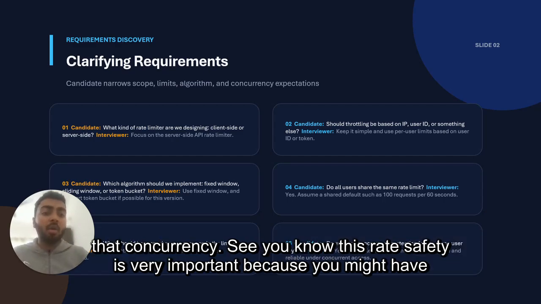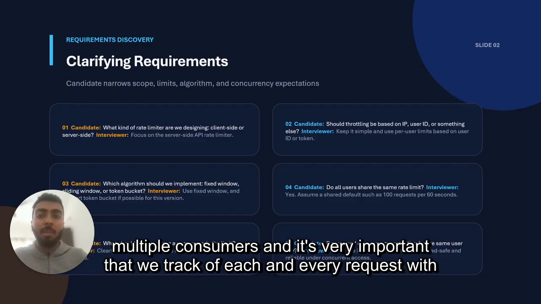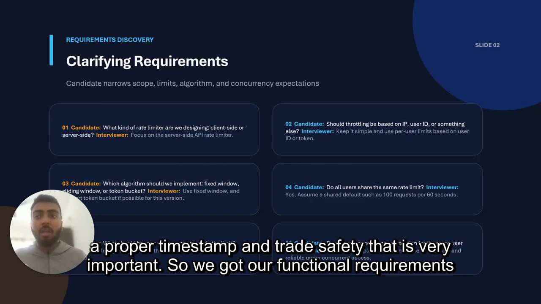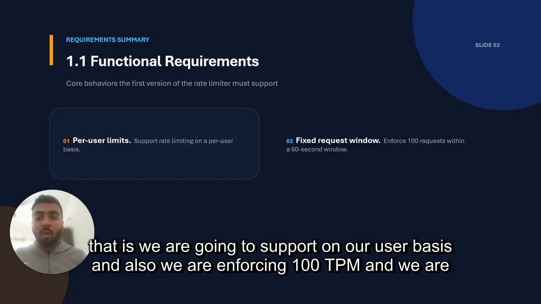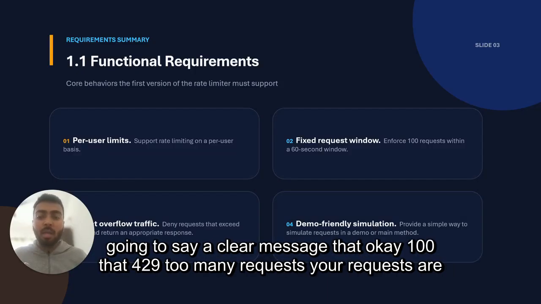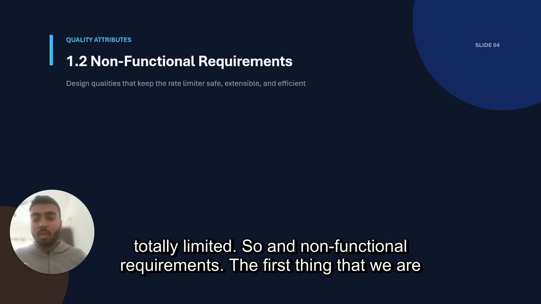And also the main thing, concurrency. See, this thread safety is very important because you might have multiple consumers, and it's very important that we keep track of each and every request with a proper timestamp and thread safety. That is very important. So we got our functional requirements: we are going to support it on a per user basis, and we are enforcing 100 TPM, and we are going to give a clear message, that is 429 too many requests, your requests are throttled.